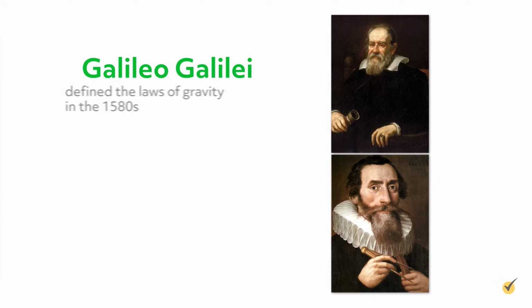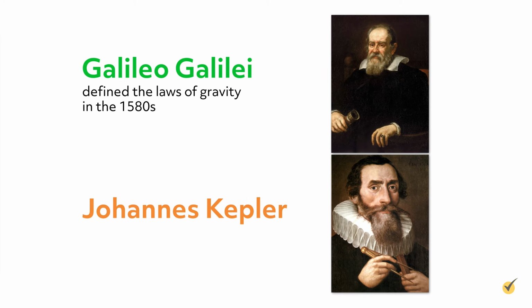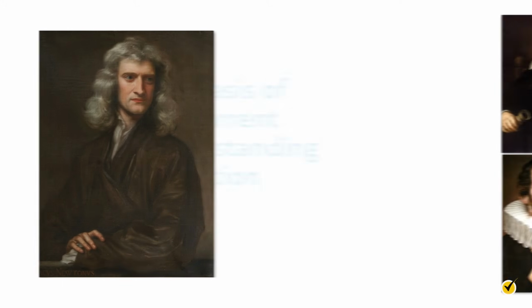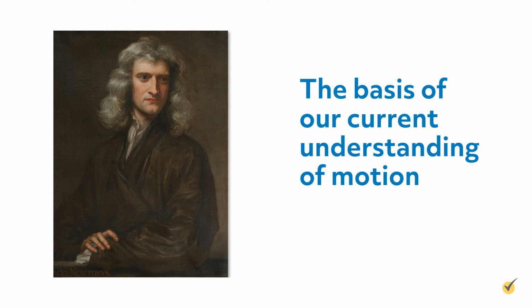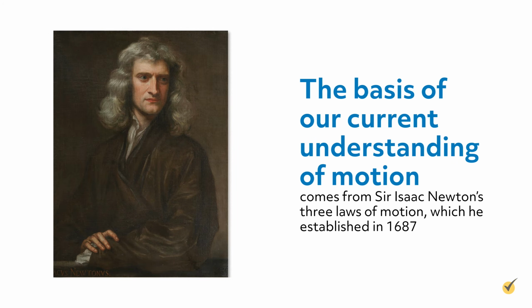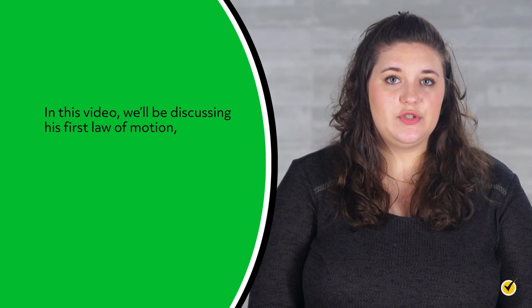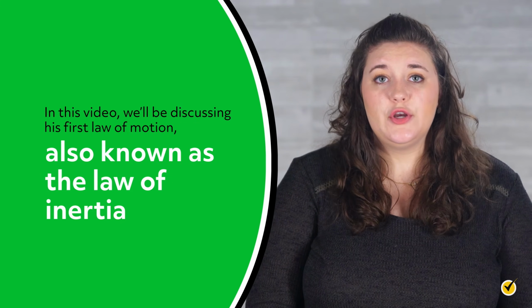Over time, calculations and experiments helped pave the way for a deeper understanding of motion, with Galileo Galilei defining the laws of gravity in the 1580s and Johannes Kepler penning his laws of planetary motion in 1618. The basis of our current understanding of motion comes from Sir Isaac Newton's three laws of motion, which he established in 1687. In this video, we'll be discussing his first law of motion, also known as the law of inertia.